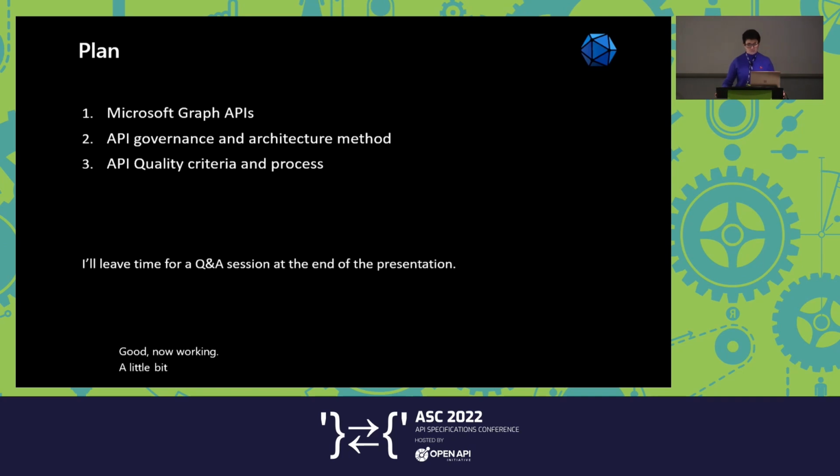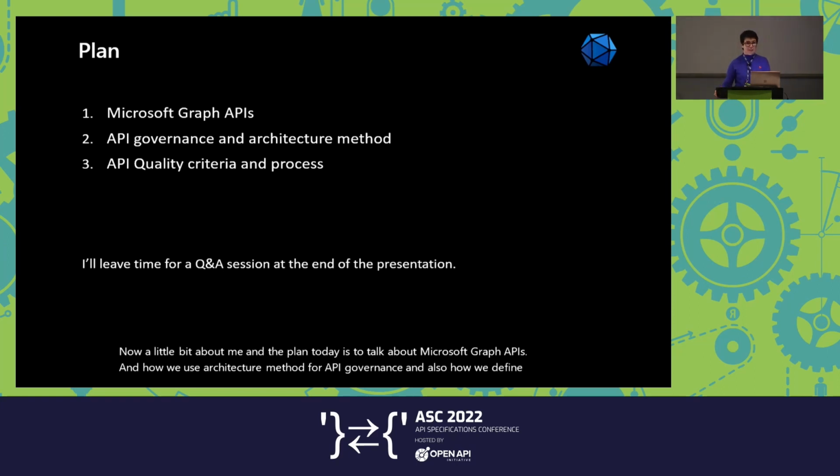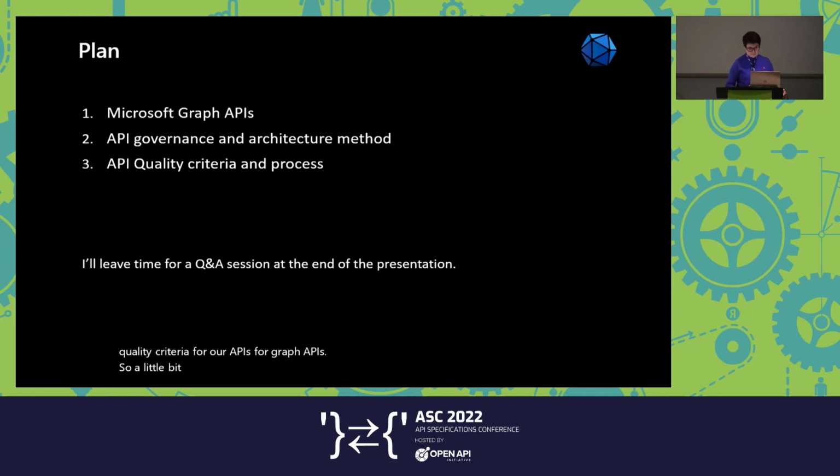So now you know a little bit about me, and the plan today is to talk about Microsoft Graph APIs and how we use an architecture method for API governance, and also how we define API quality criteria for our Graph APIs. So a little bit about Microsoft Graph.